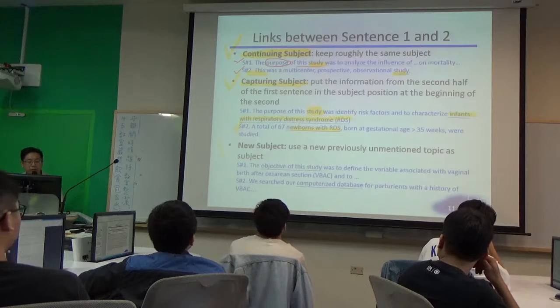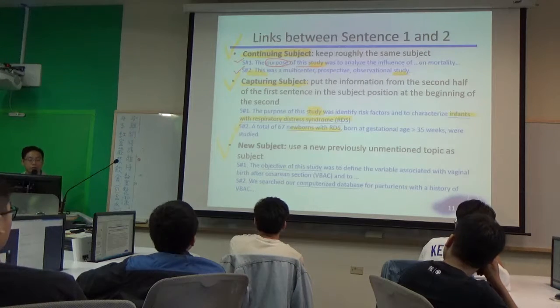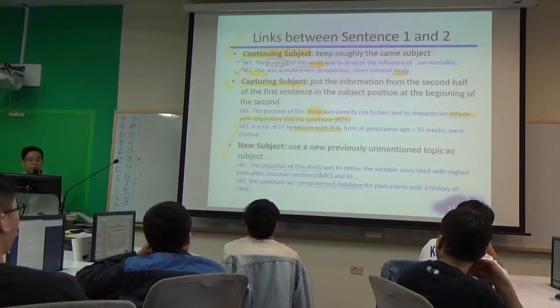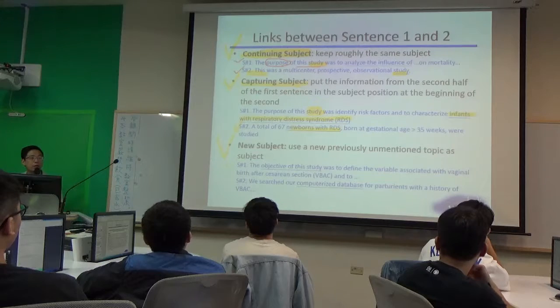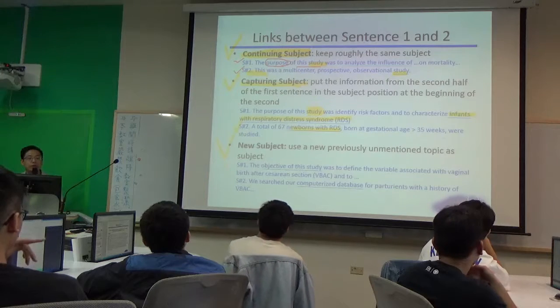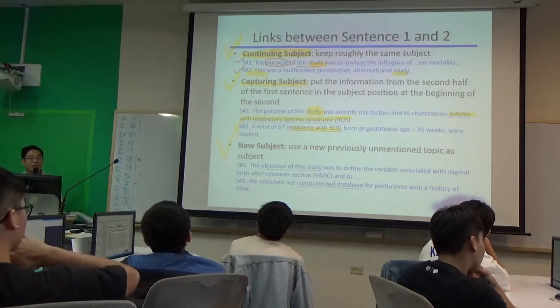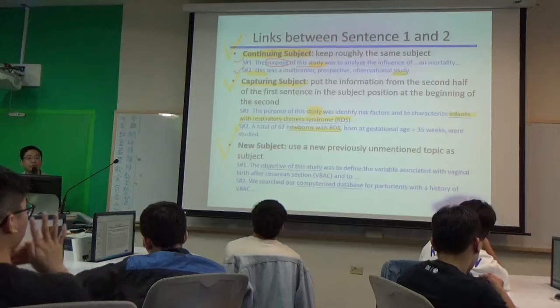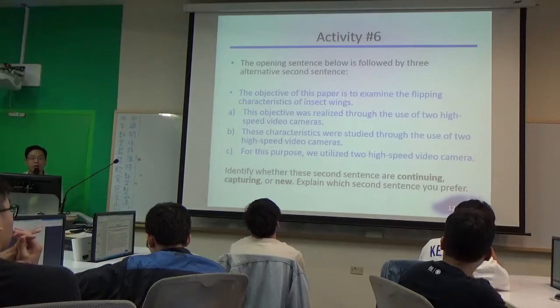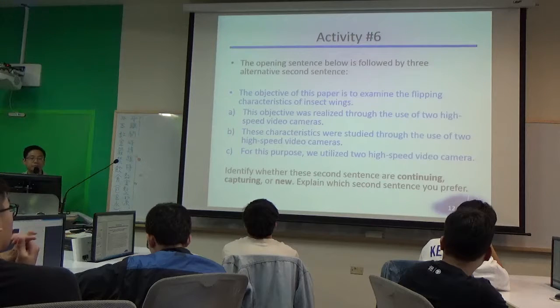So the third type is new subject. If these two sentences are talking about different subjects, those are the new subject type. Okay? Any question? So there are three kinds of links between sentence 1 and sentence 2. So, okay, there are three examples.